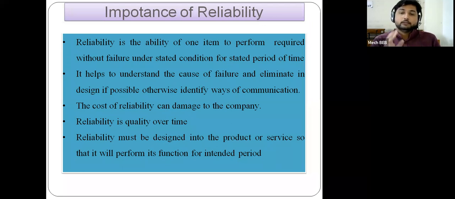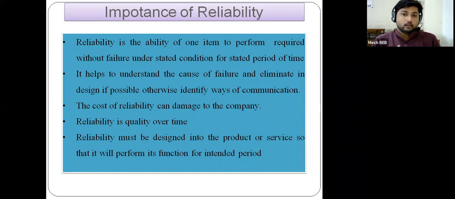So here the designer tried to communicate that lacuna to the customer, that this product will fail if you keep this watch in the water for more than 30 minutes. This means the failure is communicated to its customer. Now if that lacuna is not removed from the product, the designer tries to communicate that lacuna to its customer.